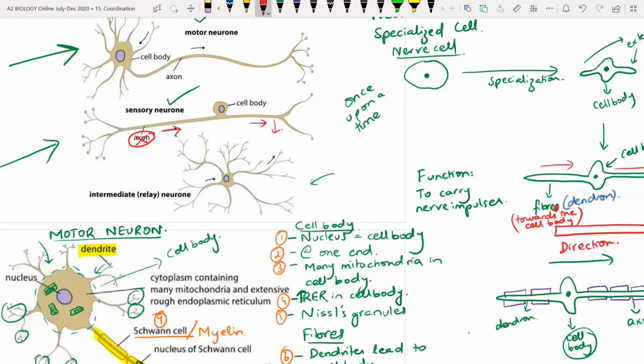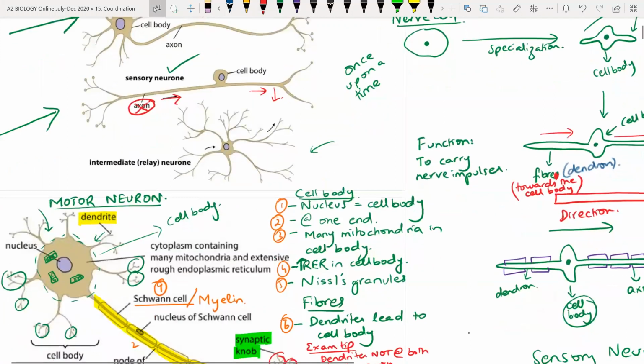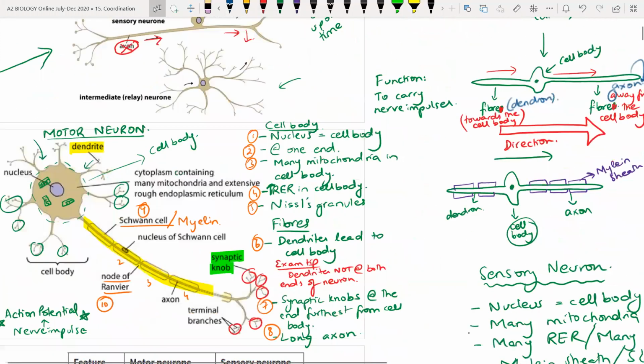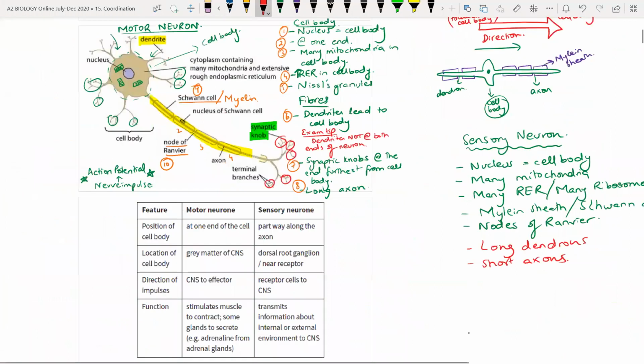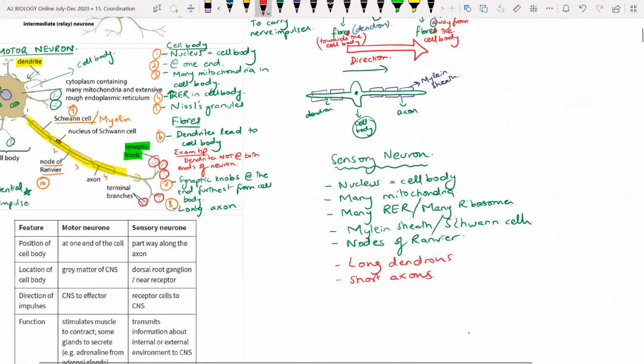Their cell body is actually somewhere, not exactly in the middle, लेकिन ये है कि it's not at one end. Okay, so they have long dendrons, and they have short axons. So this is basically a stark difference between both the sensory and the motor neurons. Otherwise, everything tends to be almost the same.